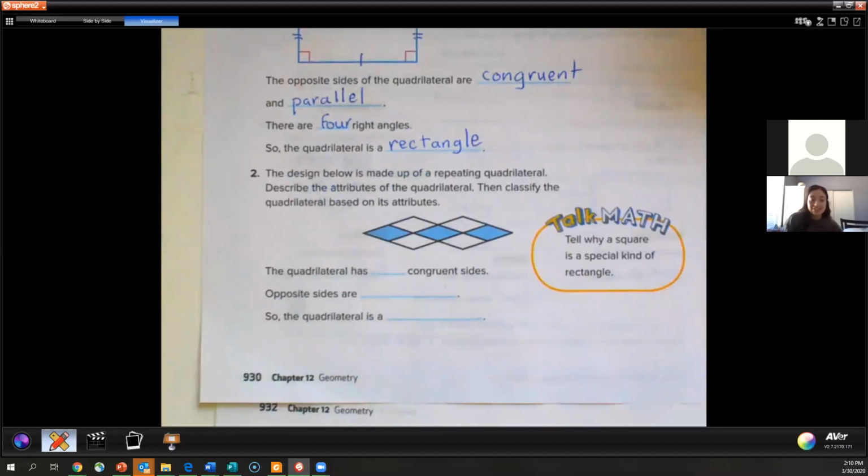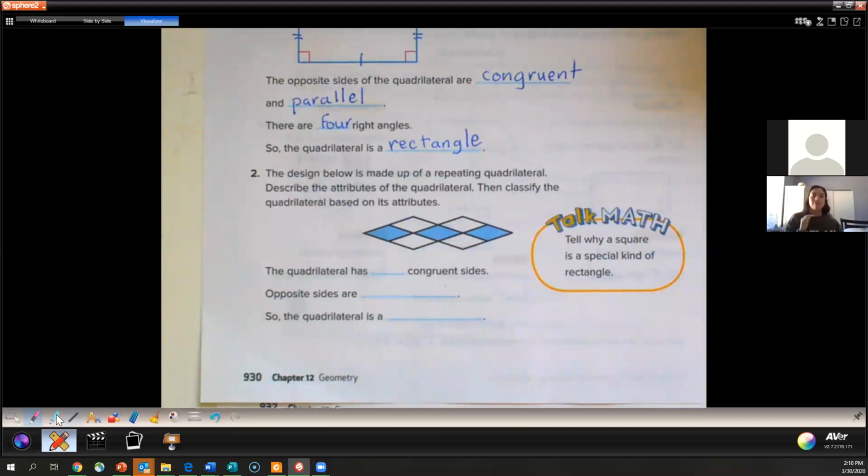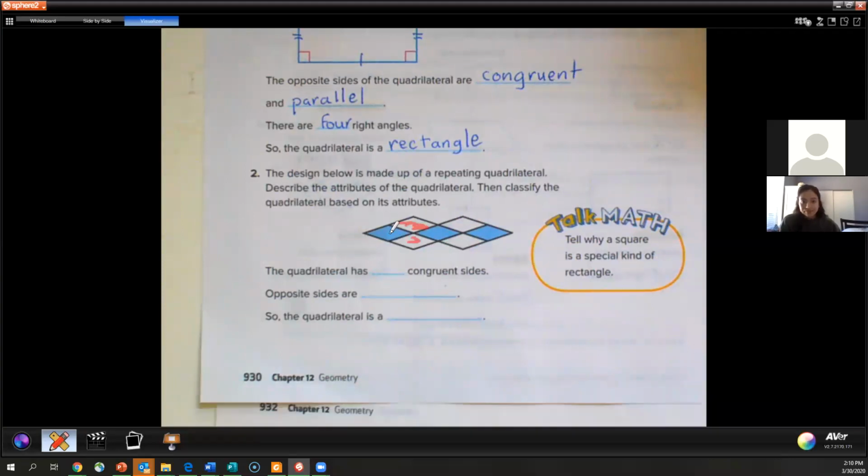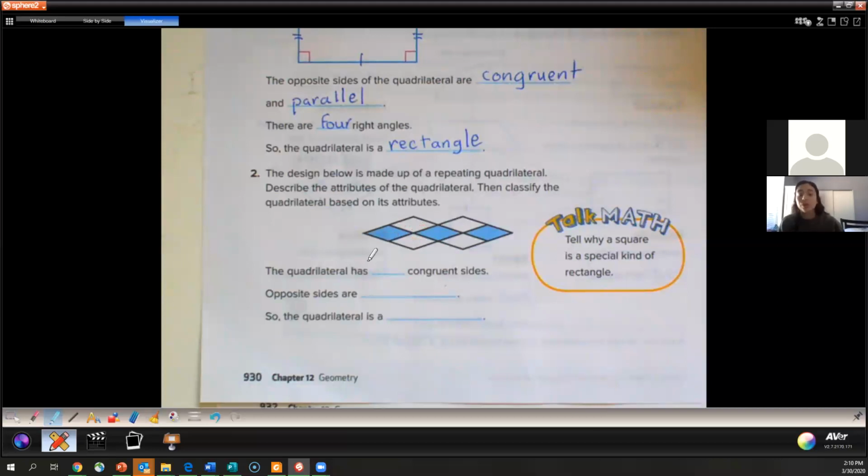So it says, the design below is made up of a repeating quadrilateral. That means it's made up of the same quadrilateral, just a bunch of different times. It says, describe the attributes of the quadrilateral. Then classify the quadrilateral based on its attributes. So we're going to be doing the same thing here that we did in number 1.